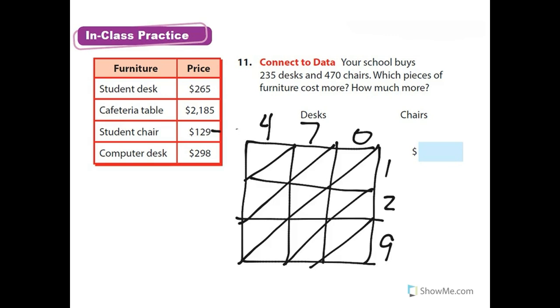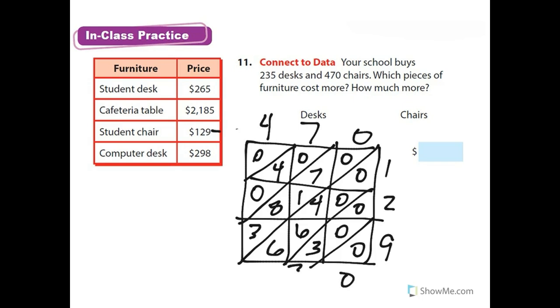So we got 0 times 1 is 0. Oh, so we're just going to put a lot of zeros in here. Right, because 0 times anything is 0. 7 times 1 is 7. 7 times 2 is 14. 7 times 9 is 63. 4 times 1 is 4. 4 times 2 is 8. 4 times 9 is 36.